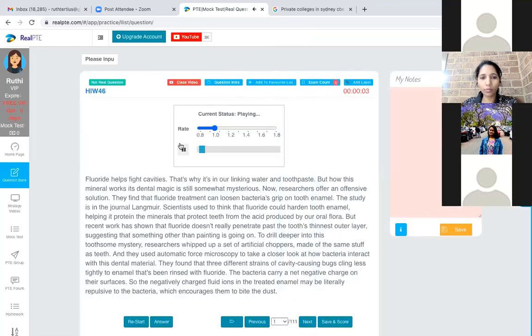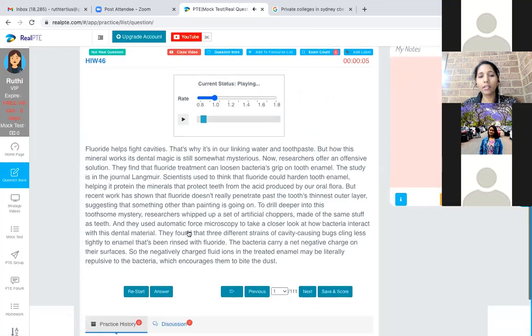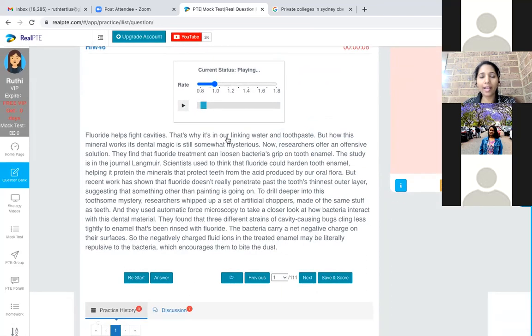So, fluoride helps fight cavities. So you know that audio is played. Your hands are on the screen, you're moving your mouse throughout, and you're highlighting your keywords. That's how you do it.